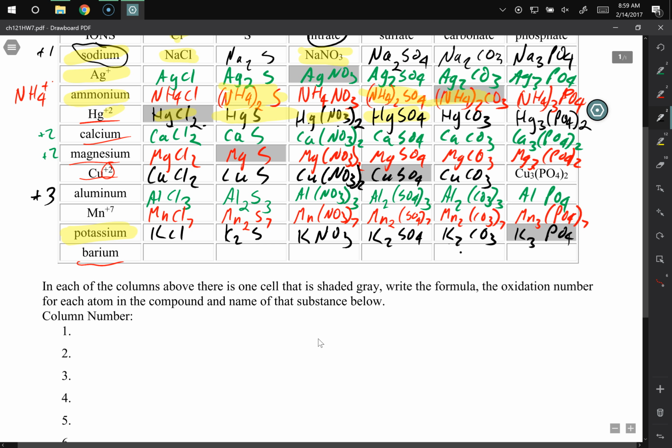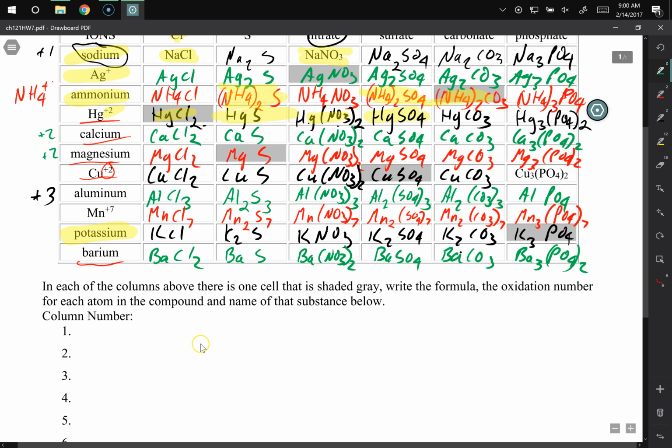And the barium here is BaCl2, BaS, Ba(NO3)2, BaSO4, BaCO3, and Ba3(PO4)2.